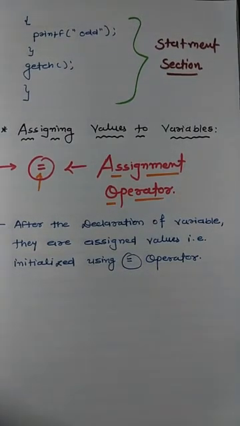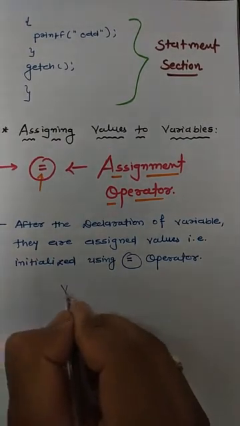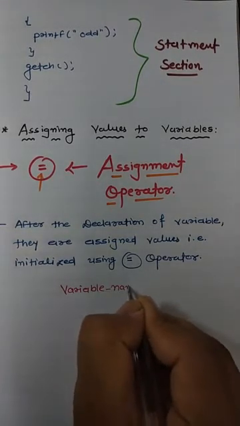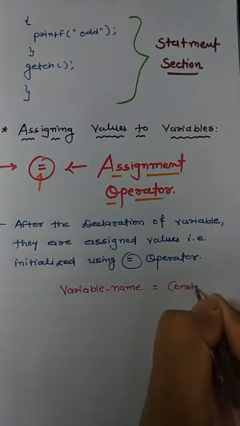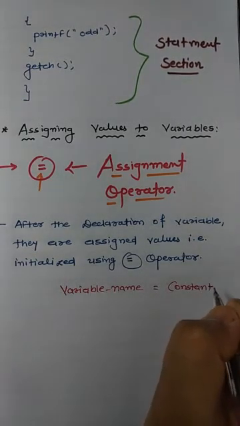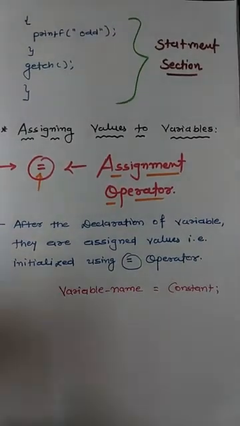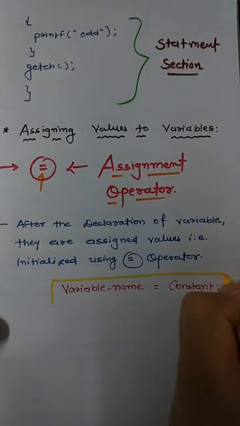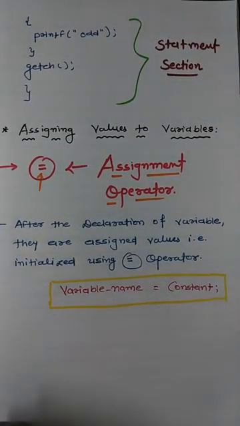Okay, so the syntax is variable name is equal to constant. So this is the syntax to assign the value to the variable.